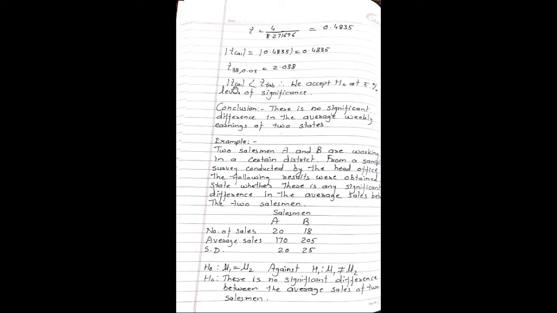So mod T calculated is less than T tabulated. Therefore, we accept H naught at 5% level of significance. Conclusion: there is no significant difference in the average weekly earnings of two states.